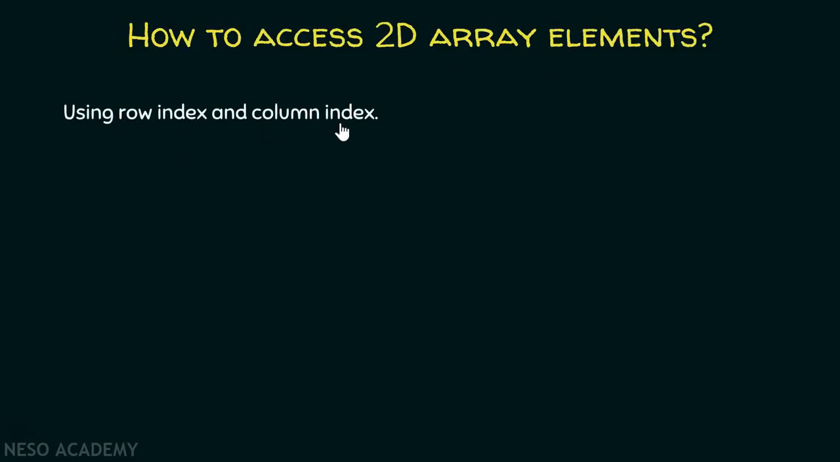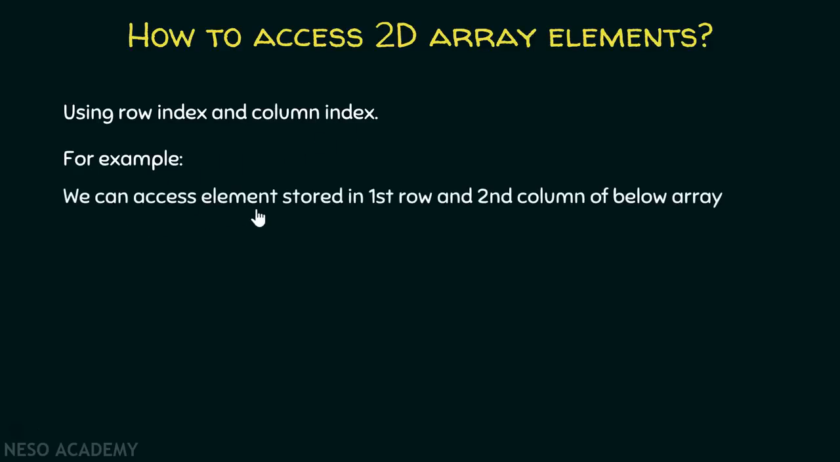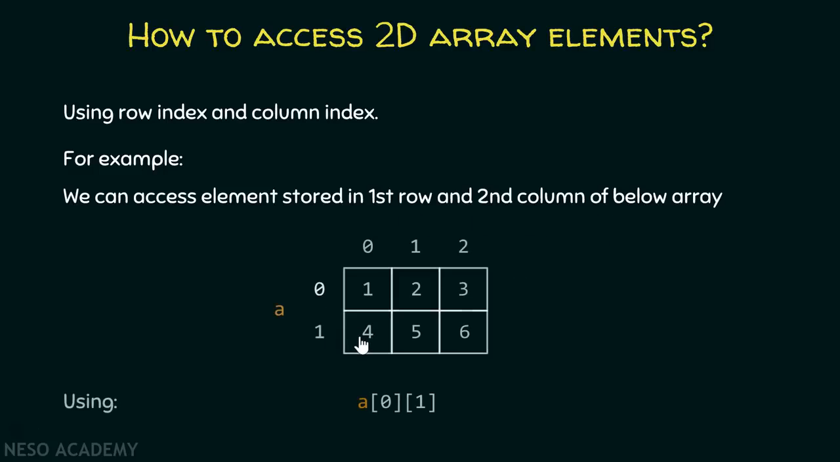Using row index and column index, we can access 2D array elements. For example, we can access the element stored in the first row and second column of the below array like this. We have to specify the index, that is, the row index must be 0, that depicts the first row, and the column index must be 1, that depicts the second column. In order to access the first row second column element, that is this element, we have to specify the row index as 0 and column index as 1.